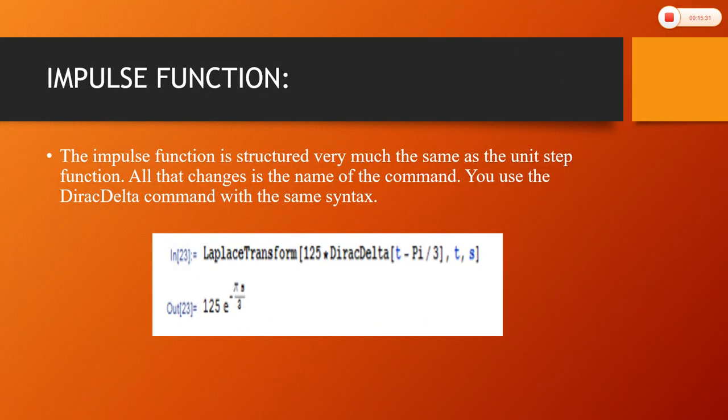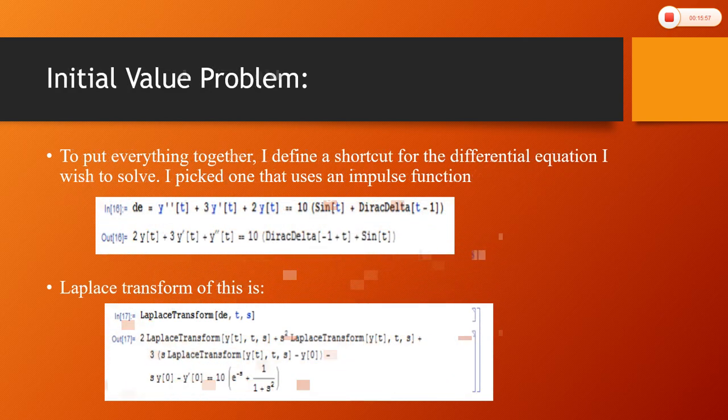We can also find Laplace transforms of impulse functions, which have a structure very much the same as the unit step functions. All that changes is the name of the command. You use the DiracDelta command with the same syntax. And in order to find Laplace transforms of the DiracDelta command, these are the commands that I mentioned over here. These Laplace transforms convert the Dirac delta function, which is in the t domain, into the frequency domain.